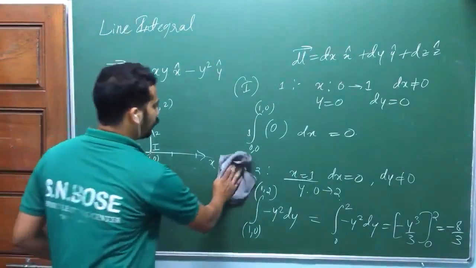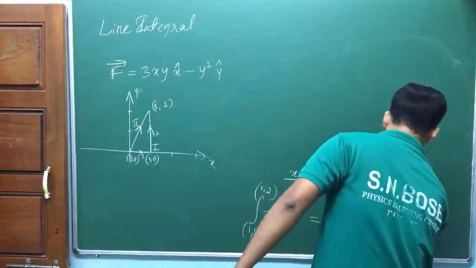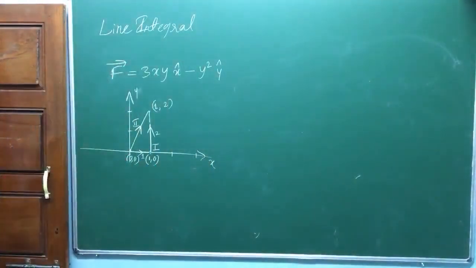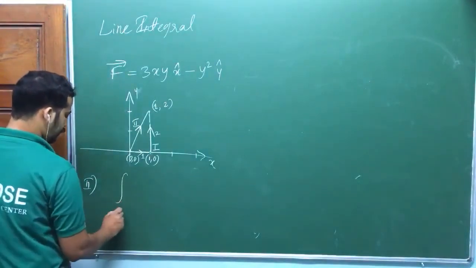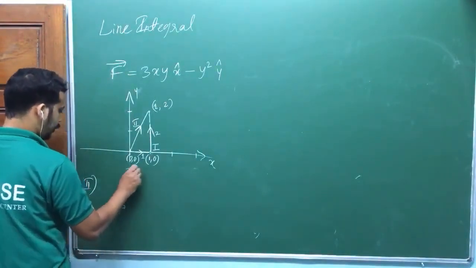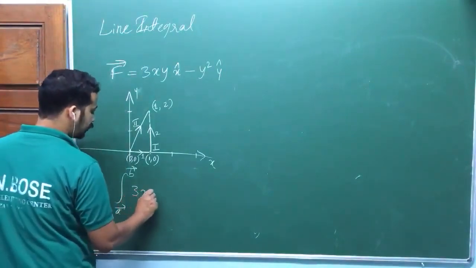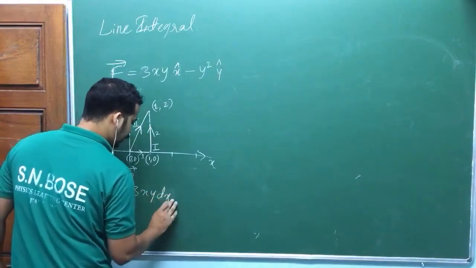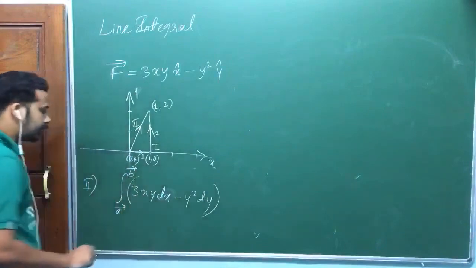Now, along the first path, again we got minus 8 by 3. We shall see what the line integral is along the second path, which is a straight line. What is this? A to B, but along the second path, which is a straight line. That is again the integral of 3xy dx minus y square dy. This was F dot dl.